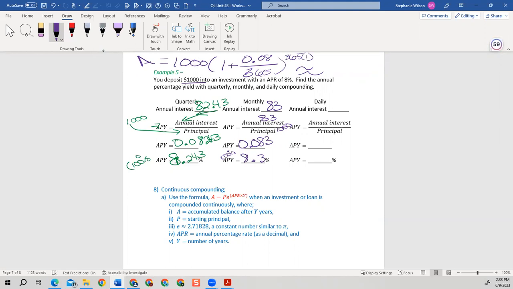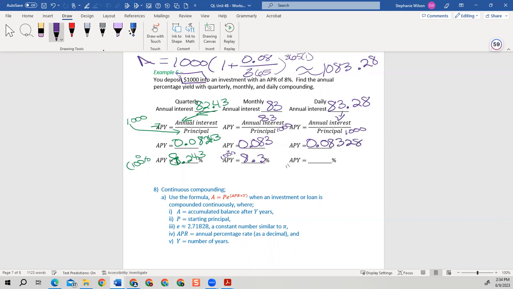The interest didn't change, but how it compounded did. Okay, so now I got approximately 1,083, and I'm going to round to the nearest hundredths. So it's going to be 28. Subtract that from 1,000, subtract it from what we originally deposited, gives me 83.28. Now I'm going to plug the 83.28 right here and divide it by that 1,000 that was invested. And it gives me this.